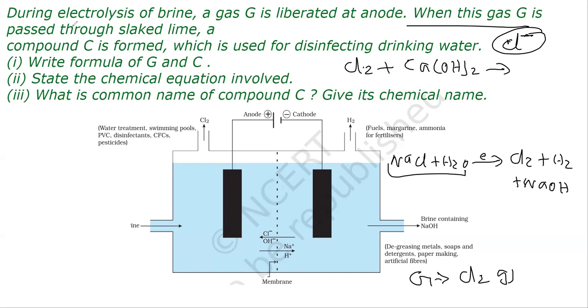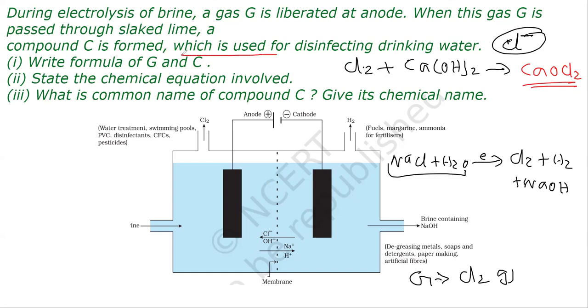When the gas G is passed through the slaked lime, a compound C is produced. So what do we know? That when chlorine gas is passed over dry slaked lime, bleach is formed. Bleach is calcium oxychloride, right? This is bleaching powder. In fact, calcium oxychloride is the chemical name.